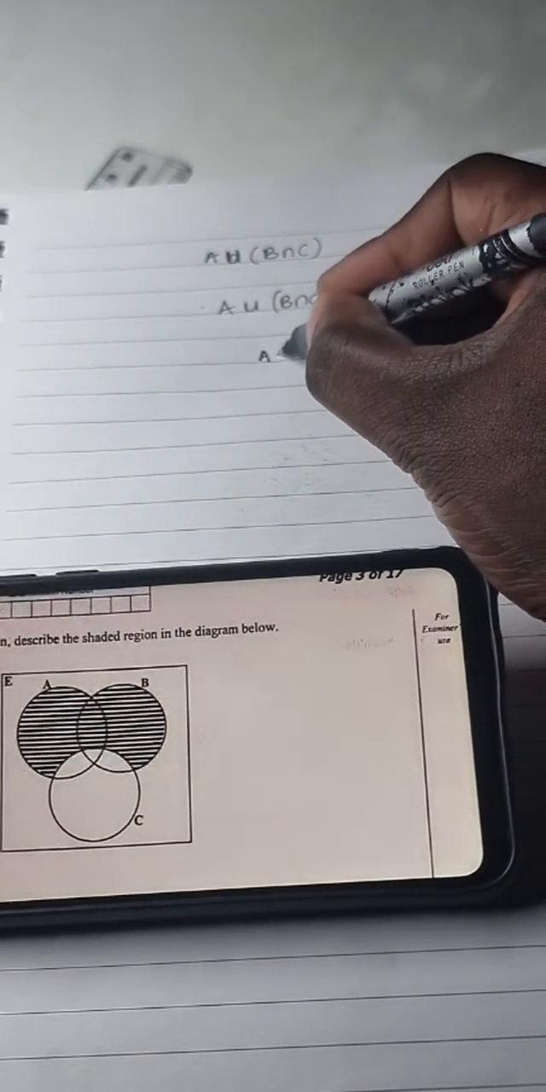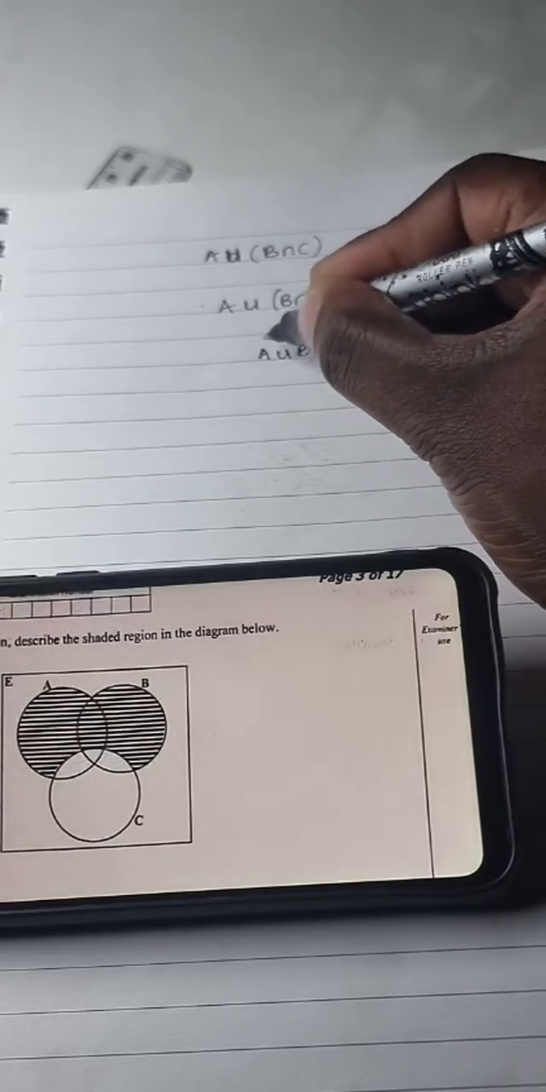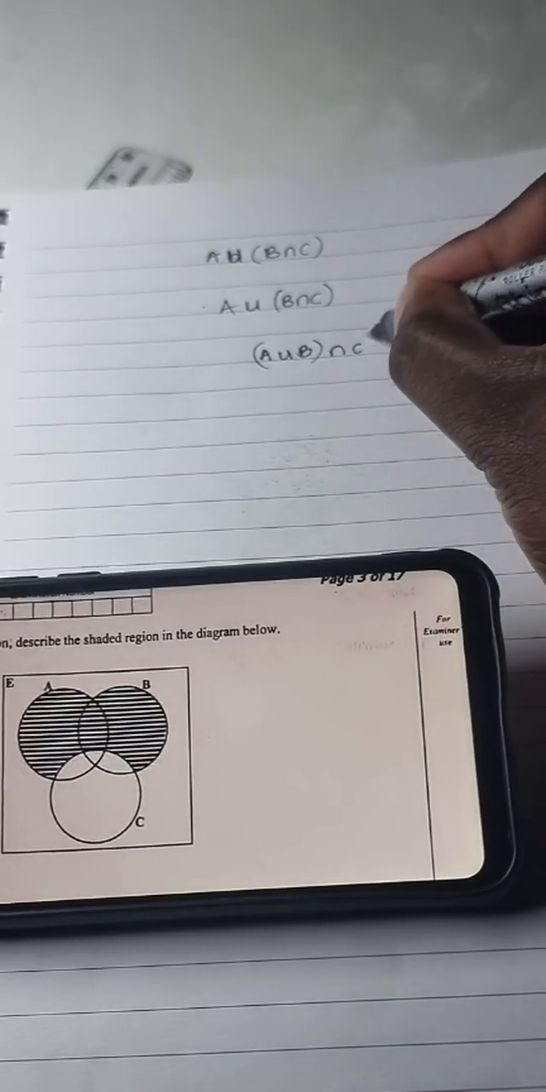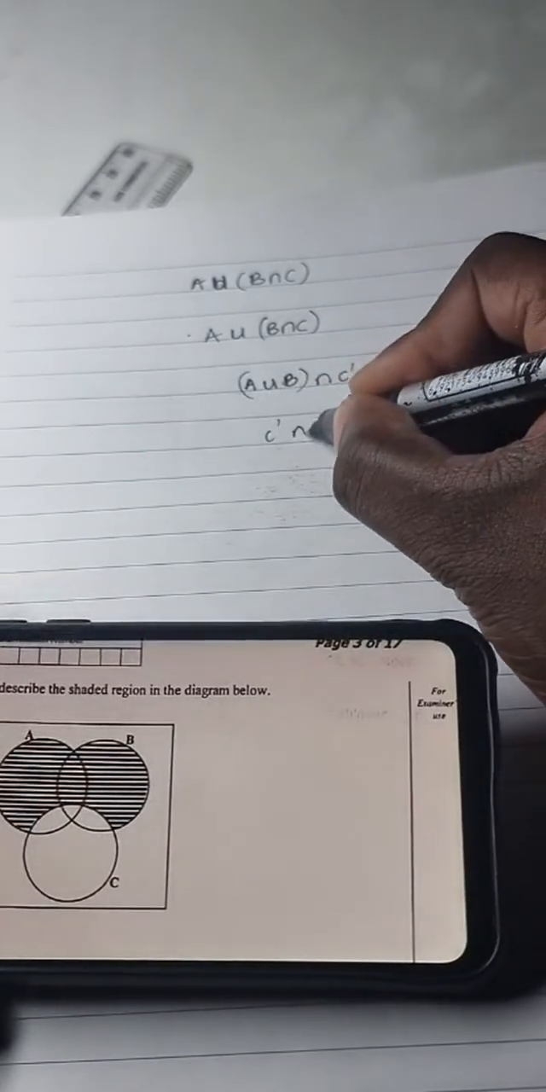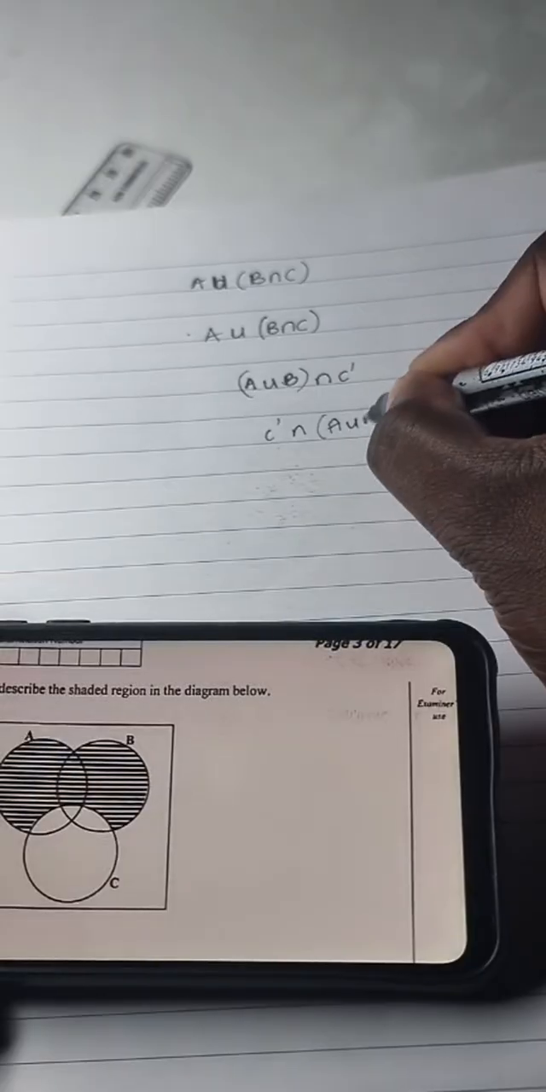Yes, Chanel, you're also correct. They have shaded together what is in B, then it should intersect with C complement. But C complement intersect A union B is the same thing, you will still be marked.